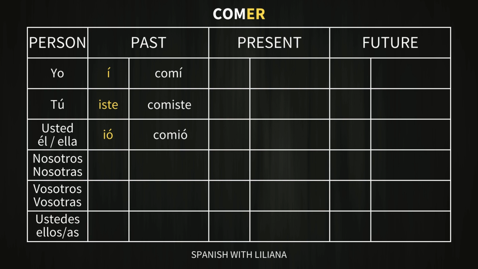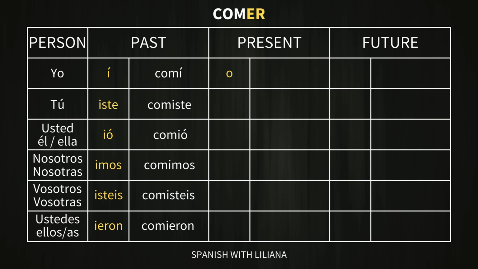For nosotros, nosotras, we're going to use imos. So it becomes comimos. And for vosotros or vosotras, we'll replace ER with isteis. Comisteis. And for ustedes, ellos or ellas, we'll replace ER with ieron. Comieron.